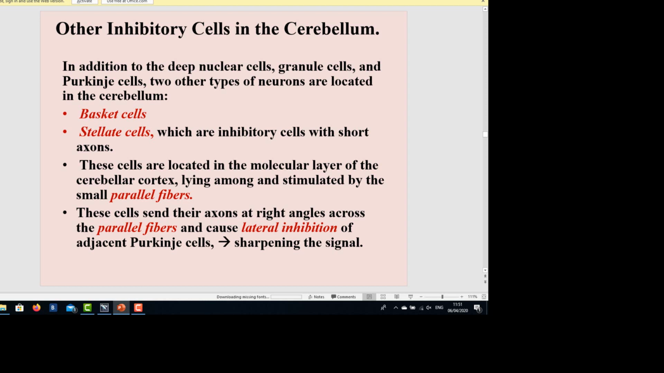These cells are located in the molecular layer of the cerebellar cortex, lying among and stimulated by the small parallel fibers. Now, these cells send their axons at right angles across the parallel fibers, and they cause the lateral inhibition of adjacent Purkinje cells, so sharpening the signal as a result.